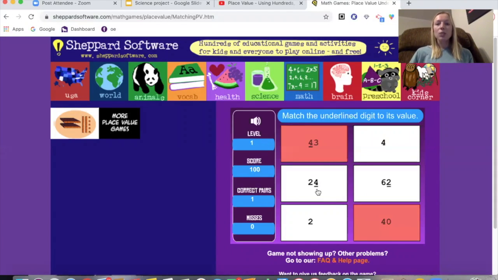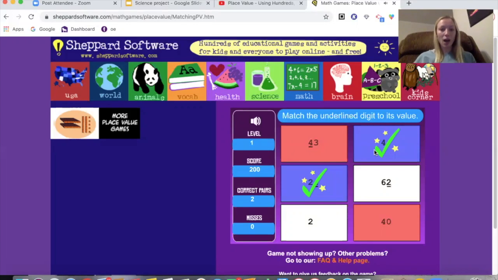And once again, we're going to match the underlined digit to its value. So the whole number that we're looking at is 24. But I'm going to ask y'all again, what is the underlined digit? In this one, it is still a 4 that's underlined. But what place value is the 4 in this number? It is in the ones, yes. So we have 4 ones, which is 1, 2, 3, 4, all an individual 1. So what's my number there? 4, correct. So that's 2 we got right.